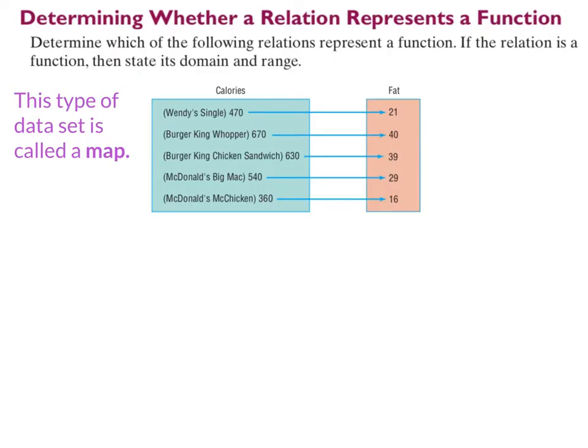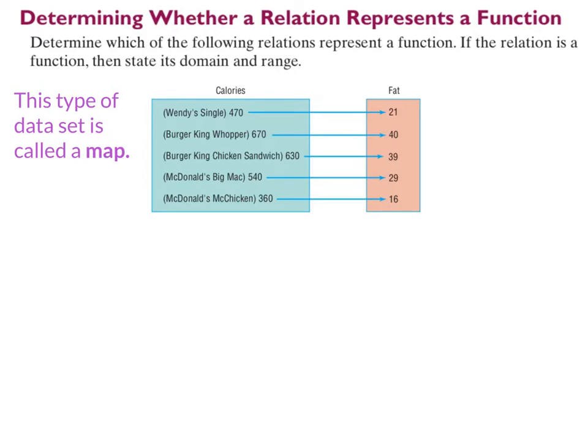So let's take all that information and apply it to an example, or a bunch of examples, actually. So let's determine whether a couple of these relations represent a function. And double whammy, if they do represent a function, let's find its domain and range.